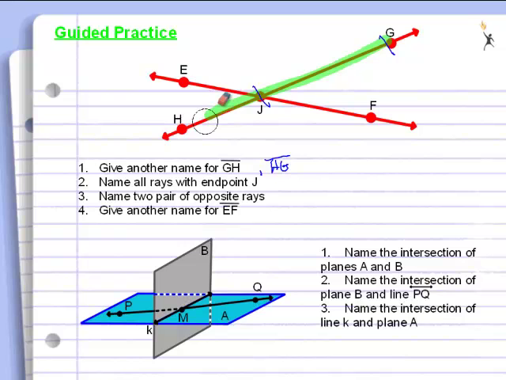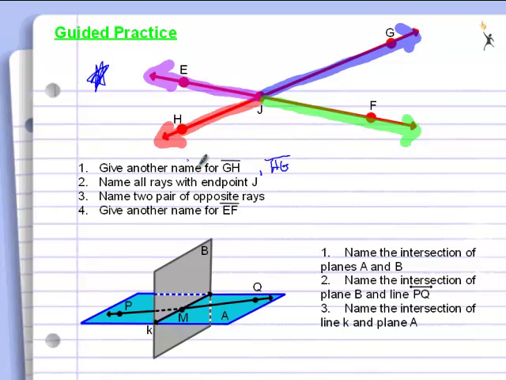Let's look at the same example. Name all rays with endpoint J, meaning J isn't the side that goes on forever. Now I'll give you a hint. There are 4 of them. Go through that diagram right there, that drawing, and see if you can label the different rays that have an endpoint of J. Pause the video and take a few minutes.